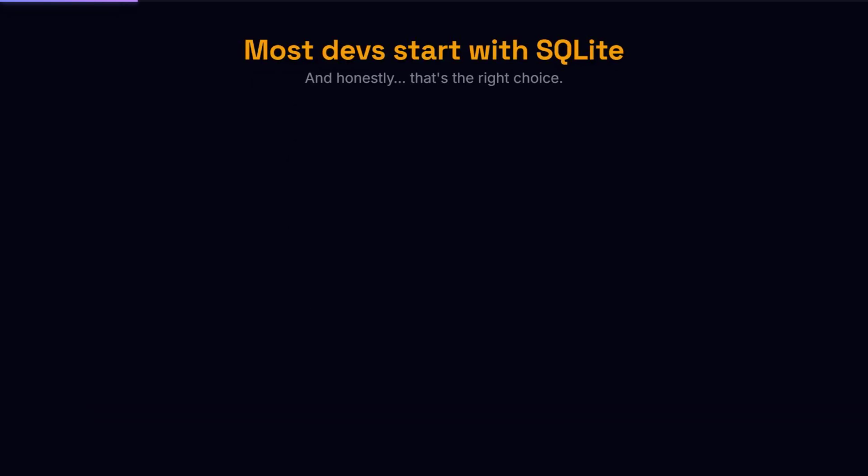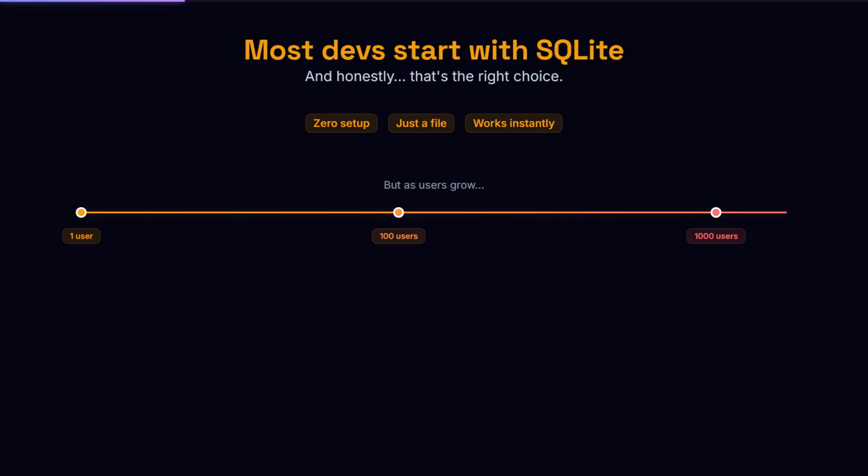Most developers start with SQLite. And that's the right choice. It requires no server, no configurations. Just a file and you're ready. That's why almost every framework uses it by default.